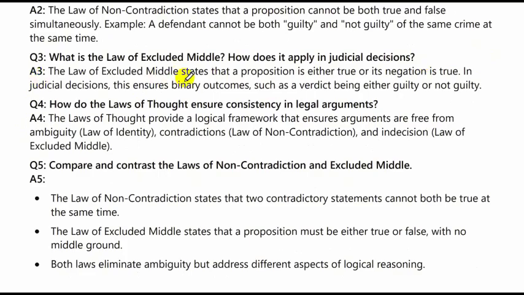The law of excluded middle states that a proposition is either true or its negation is true. In judicial decisions, this ensures binary outcomes, such as a verdict being either guilty or not guilty. So we need to come to a conclusion. So the law of excluded middle helps us to come to a certain conclusion. We cannot be in a limbo, or in the middle not knowing what conclusion needs to be derived. So some conclusion has to come.